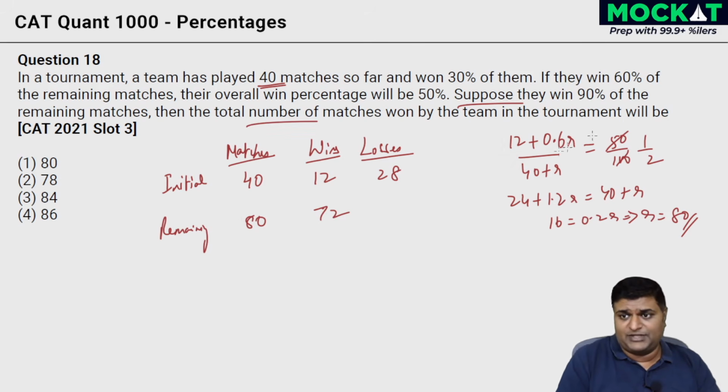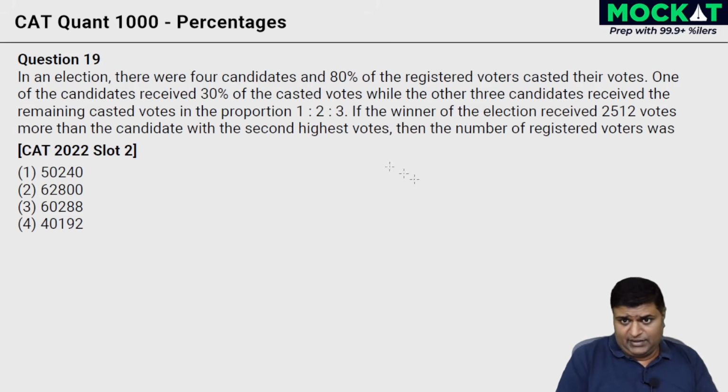Then the total number of matches won by the team in the tournament will be, total wins is nothing but 12 plus 72, which comes to 84. Option 3 is the answer here. On to question 19. Again, a long question, looks like.